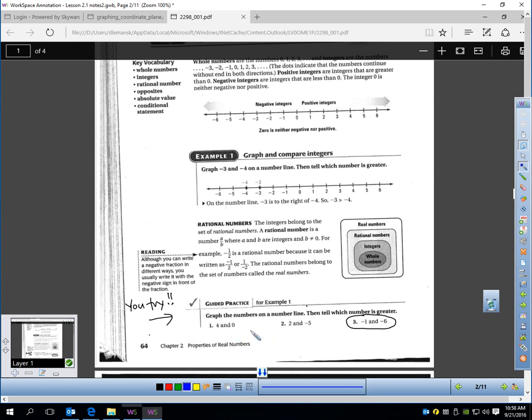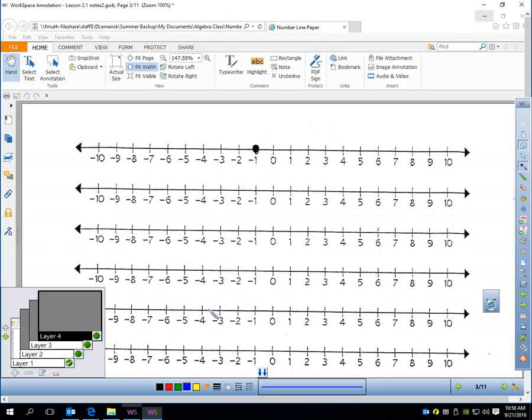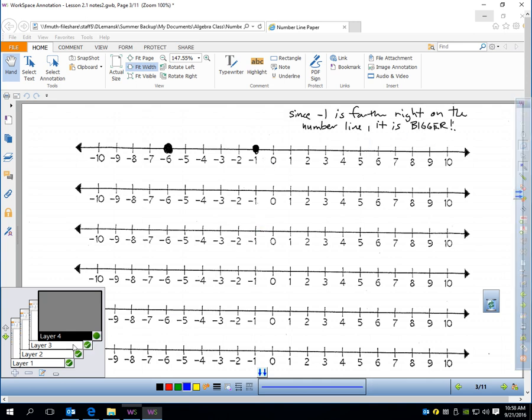Let's have you try. I want you to, in your notes, draw a number line, and you can just copy what's up here, and then I want you to graph -1 and -6 and tell me what's greater. Pause the video and do that. All right, so -1 and -6. Here's the plotting for -1. Let's plot -6. Is it clear that -1 is the bigger number because it's farther to the right? Well, that means your statement would be -1 is greater than -6.